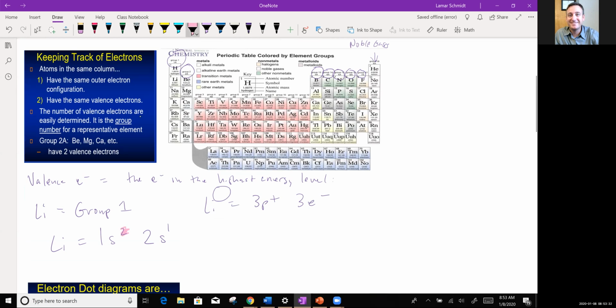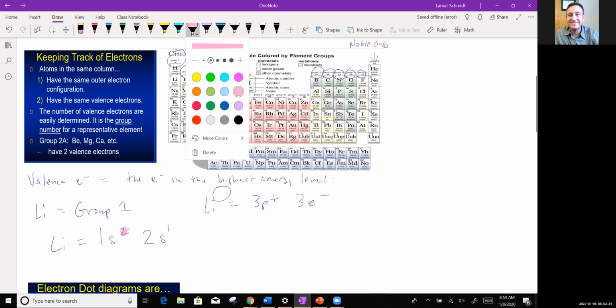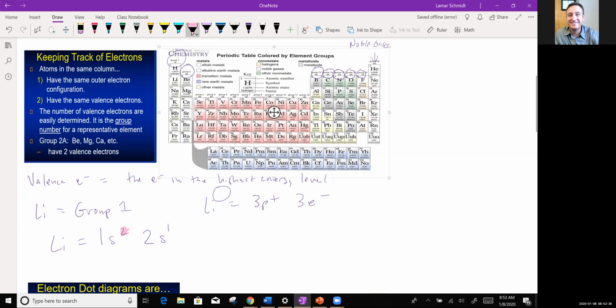We count our electrons. We have 2, and we have 1. So 2 plus 1 is 3. That's where we're getting these 3 electrons from. The number of protons and electrons should be equal if you have an atom, or an atom has a neutral charge. There's no charge indicated here, so that means it is neutral lithium. It means it's a lithium atom.